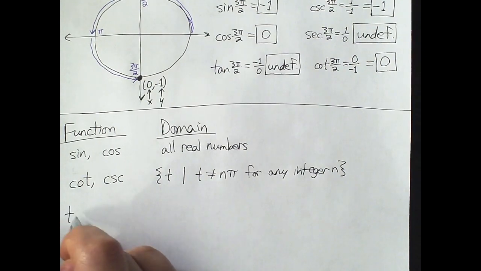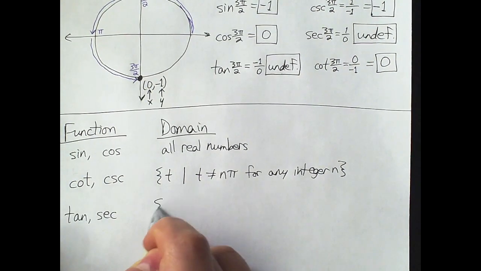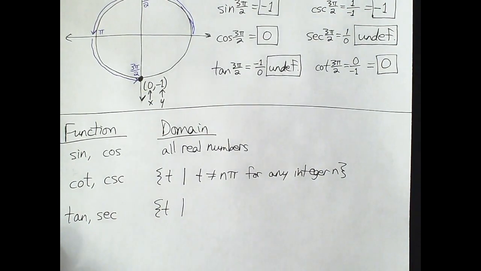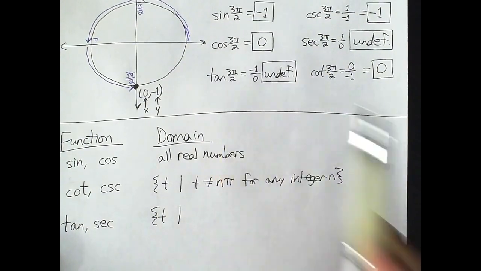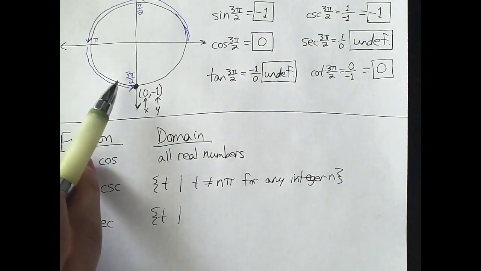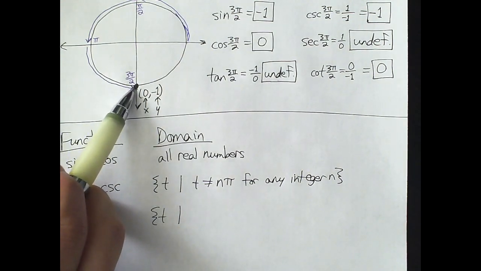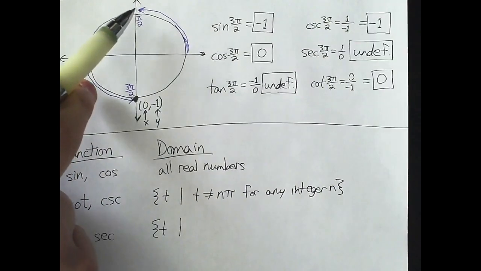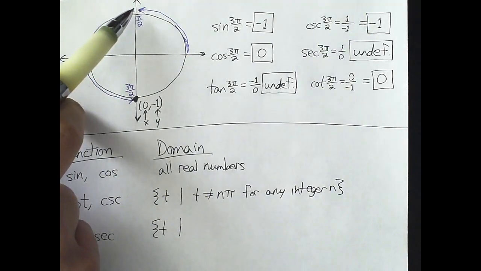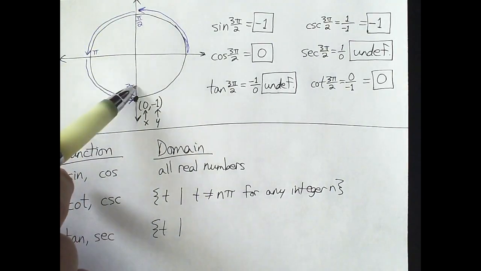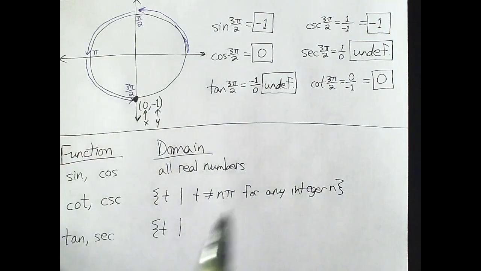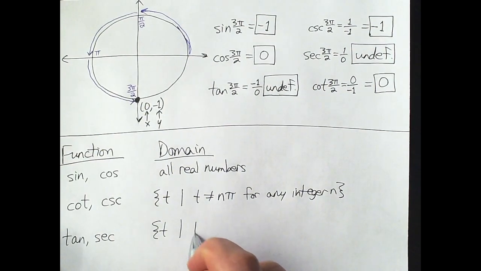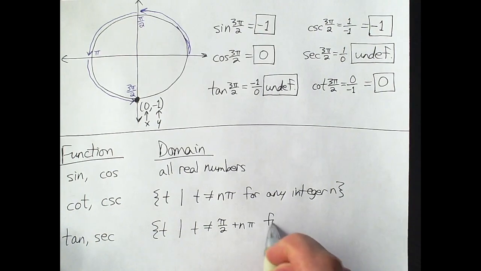For the other two, tangent and secant, there's also a pattern. It's going to be t such that, we already said 3 pi over 2 looks like a problem. I mean, you can see what part of the unit circle we're on. The reason why this was a problem is because x is 0. We were dividing by x. We were dividing by 0. There's another part on the unit circle up at the top where x is also 0. So there's 2 problem points here. They're a distance of pi away from each other. So what we say is t is not equal to pi over 2 plus n pi for any integer n.